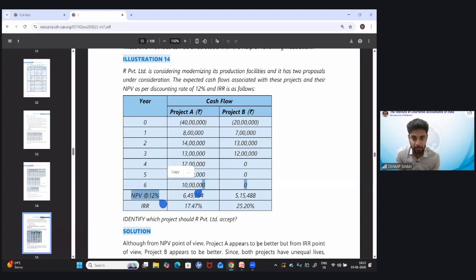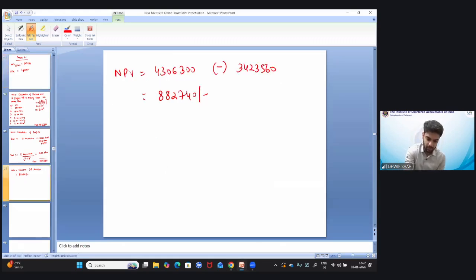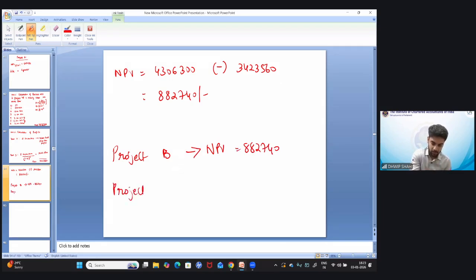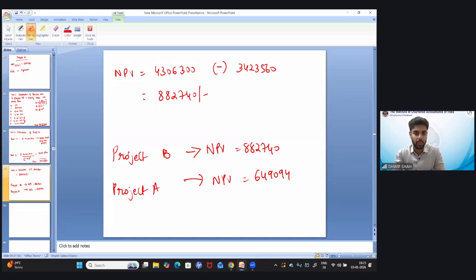But once we applied the replacement chain technique and brought them to a comparable level, once we brought them at par, the decision has changed. Are you following? So Project B NPV is 882,740. Project A NPV is 649,094. Understood?